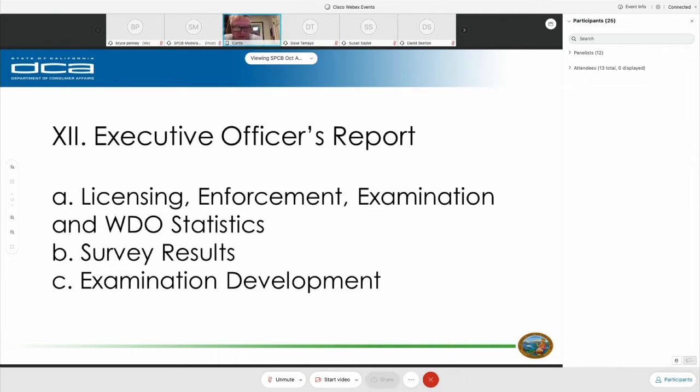Okay, item 13, inquiry and discussion on the Structural Pest Control Board's licensing timeframes. I think this is for individuals signing up and getting their licenses and examination times. Is that correct, Susan? Yes.